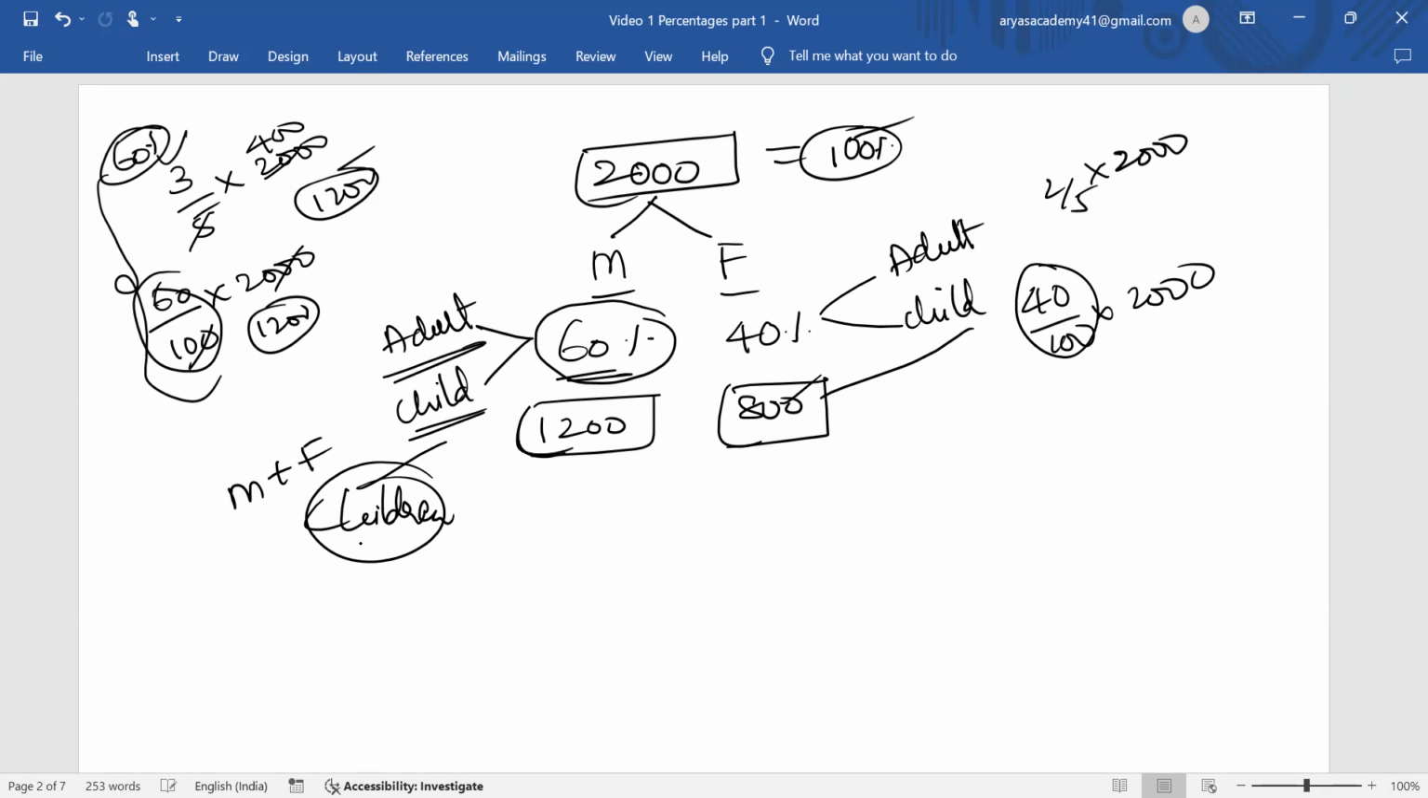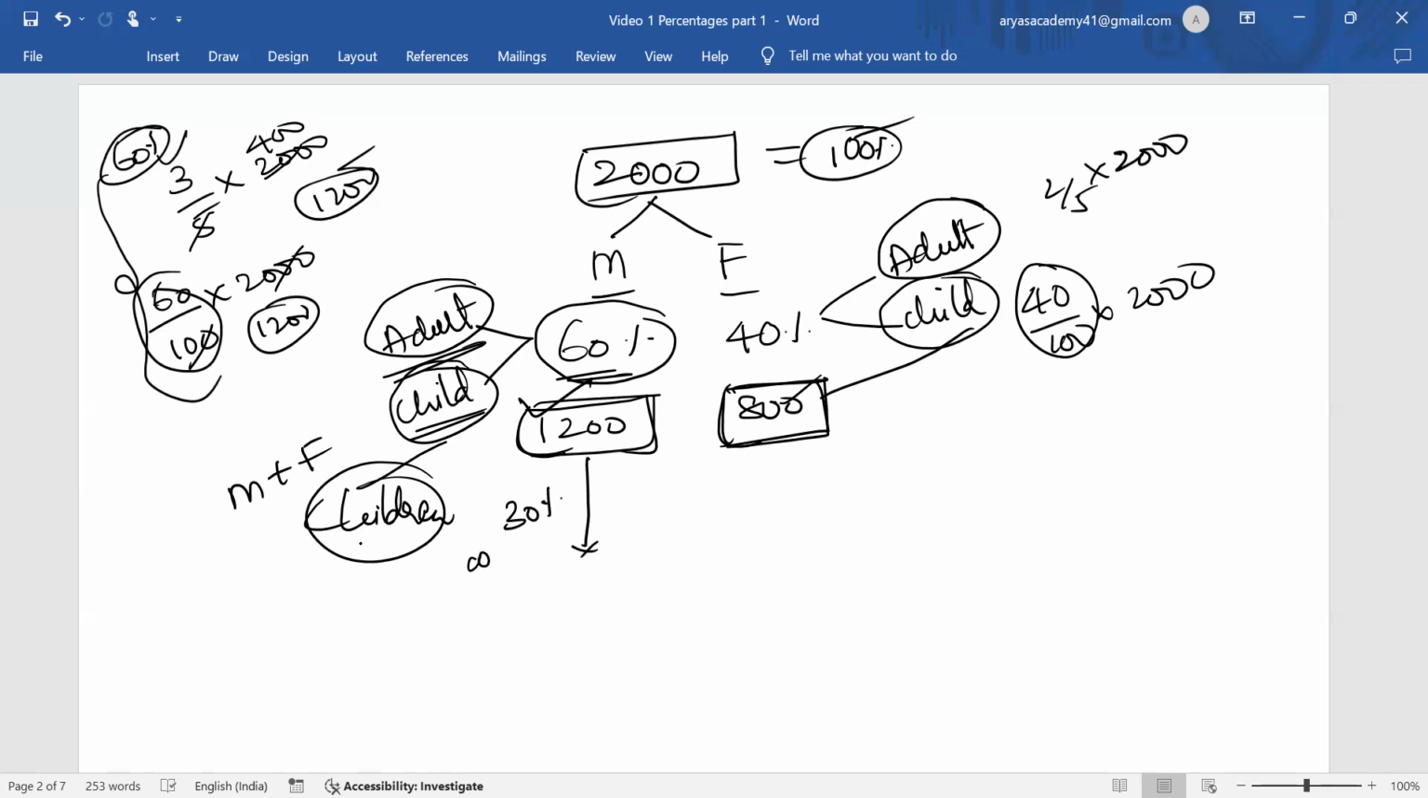So now we already know that there are 1200 males. It means that of the 1200 males present in the village, some of them are adults and some of them are child males. Similarly, of the 800 females present in the village, some are adult females and some are child females. If they give you another statement that 30% of males are children and 35% of females are children.